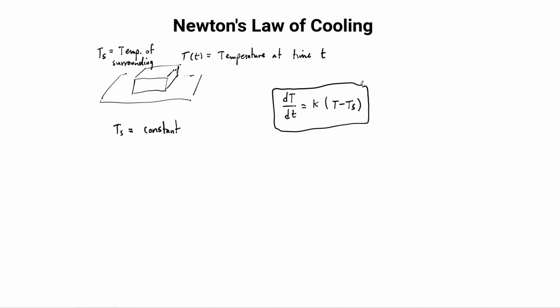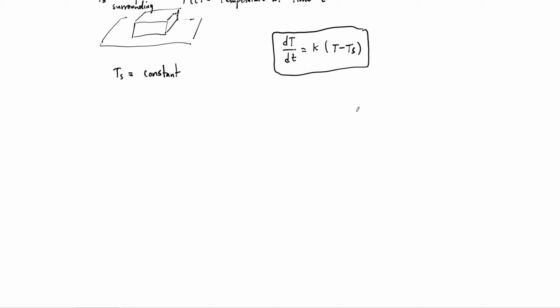By the way, it is possible to rearrange this slightly. This should remind you of the exponential growth and exponential decay problem, at least the equation that we did before. It's just slightly different, so we can make it look like that. Let's say we let y equal T minus T sub S, so T minus a constant. Then T is equal to y plus this ambient temperature, right?